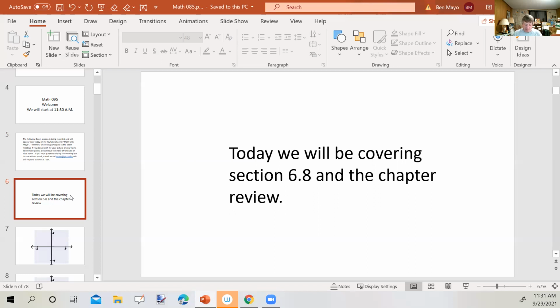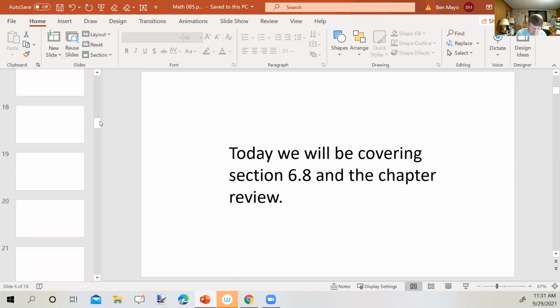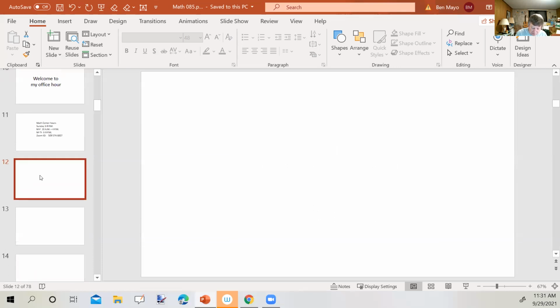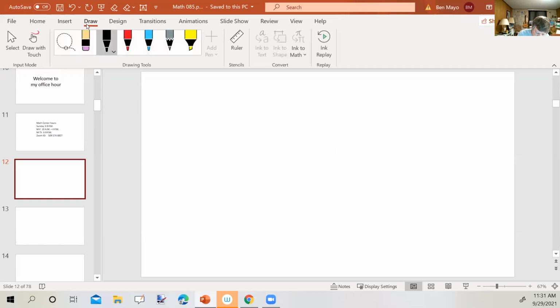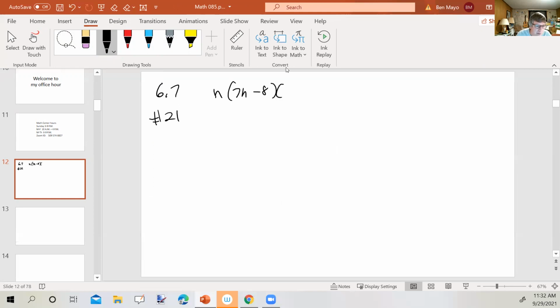All right. Anyway, before we do all of that, a student had some questions from section 6.7. So we're going to start taking a look at those. So this is from section 6.7, number 21. It says, solve the equation, enter your answers as a comma separated list. And here's the equation. h times the quantity 7h minus 8 times the quantity h plus 1 equals 0.